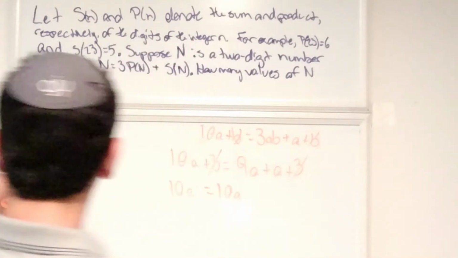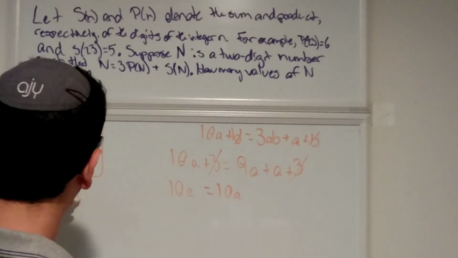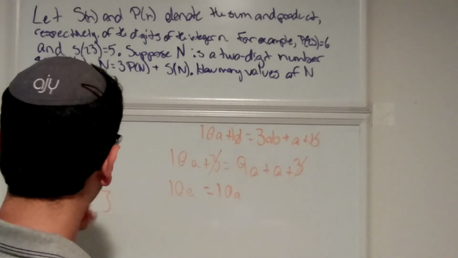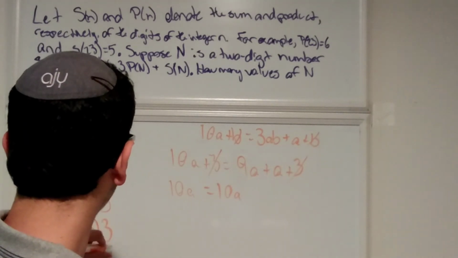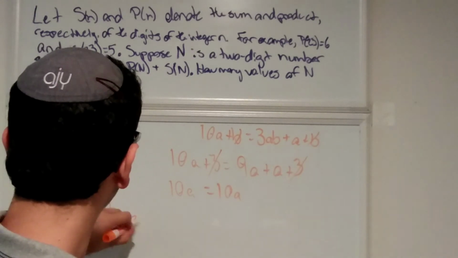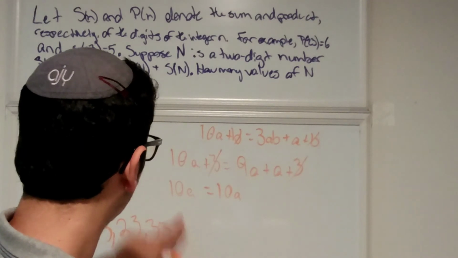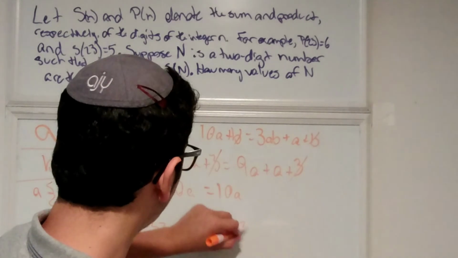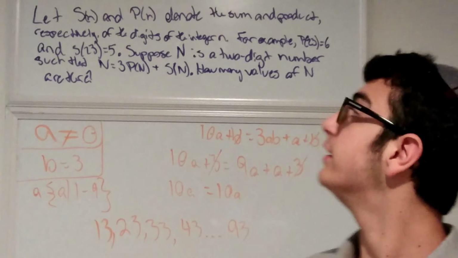So a can be any number 1 through 9, when it's integers 1 through 9. So all the numbers that it can be is a can be 1, b can be 3, a can be 2, b can be 3, on and on and on like this. 43 all the way up to 93. Those are all the possible numbers that fit the equation given above.